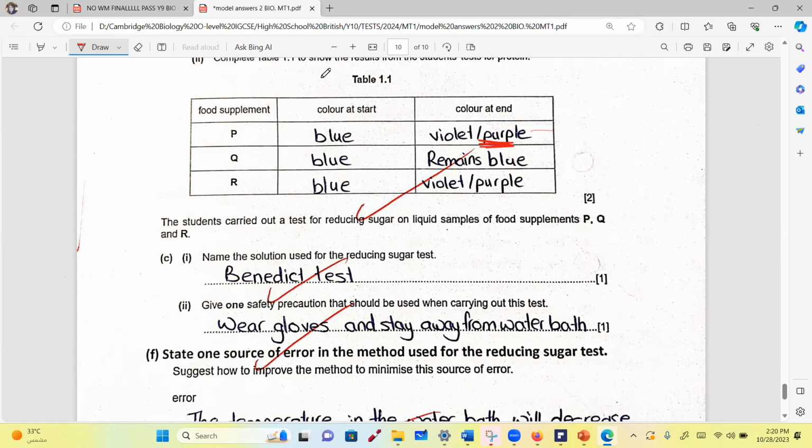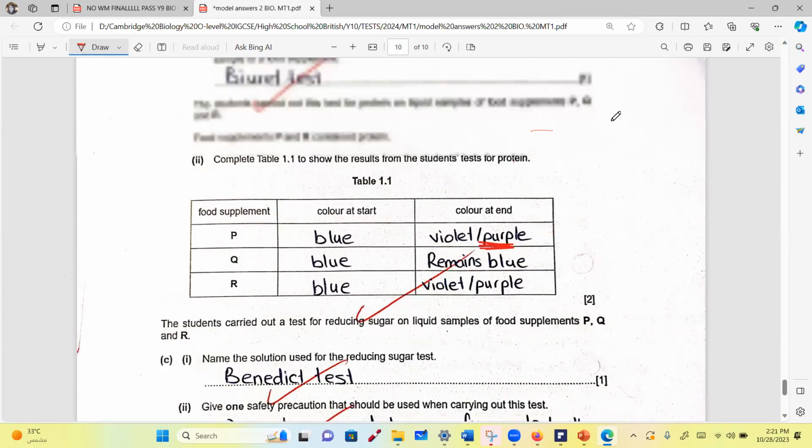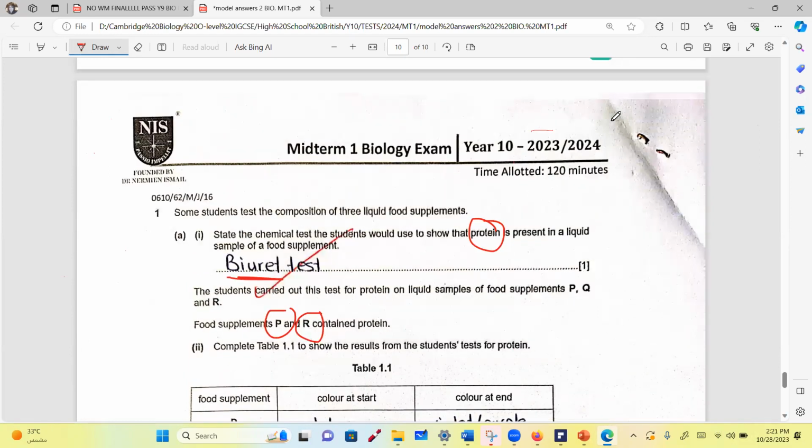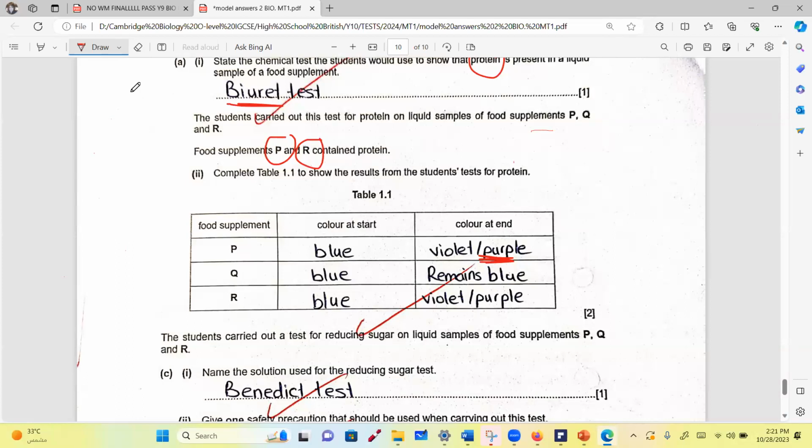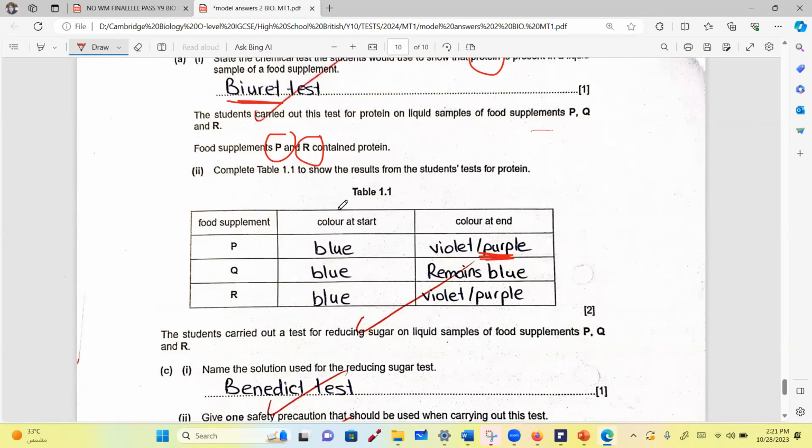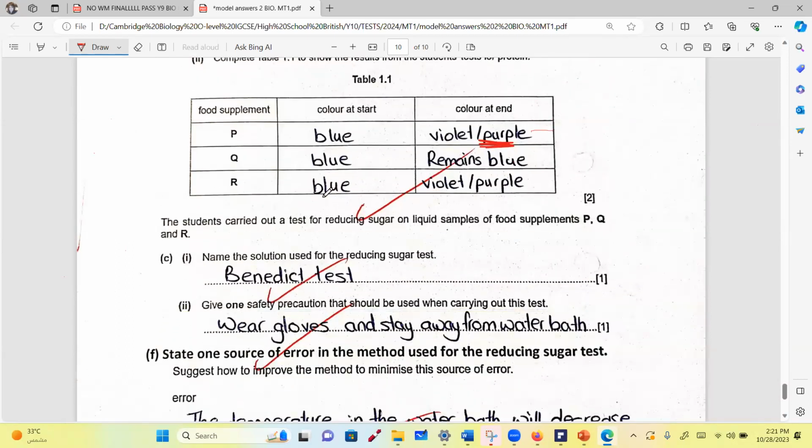Yes, Ziad. Miss, for the color at the end, for P and R, I wrote red instead of purple. So how many marks will I lose? You lose a mark. Okay, I don't know why you changed color. These are fixed colors. You're very strange.